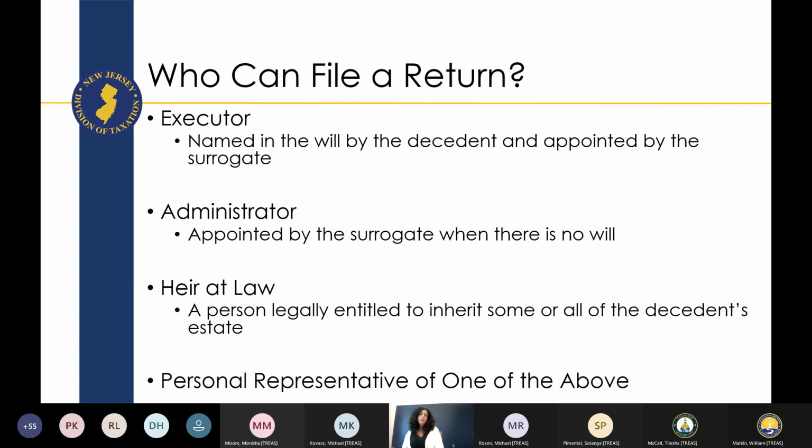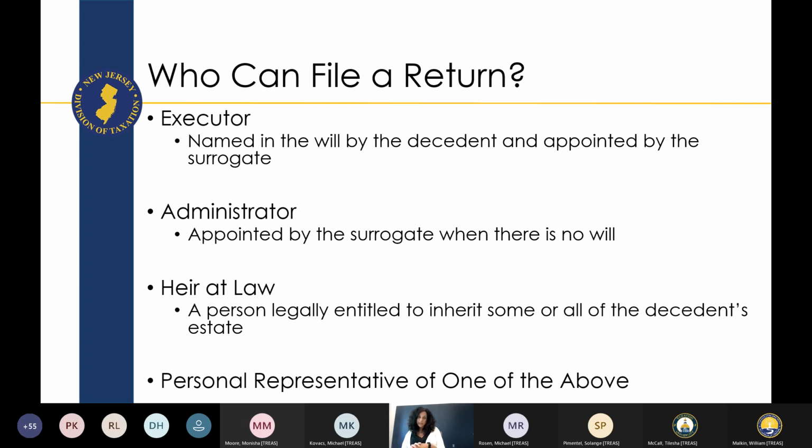Okay, so we're now going to be talking about the return. Again, please make sure that you understand that for this presentation, I am basically speaking only about the inheritance tax return. Who is going to be able to file a return? The executor, number one. This is the person who is named in the will by the decedent, and they are then appointed by the surrogate's office.